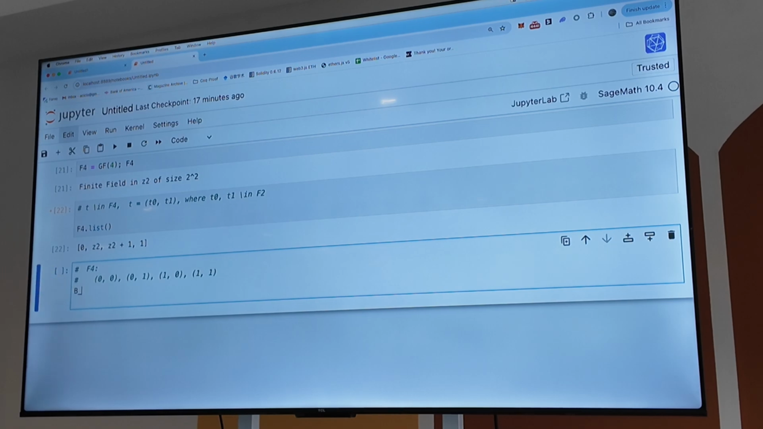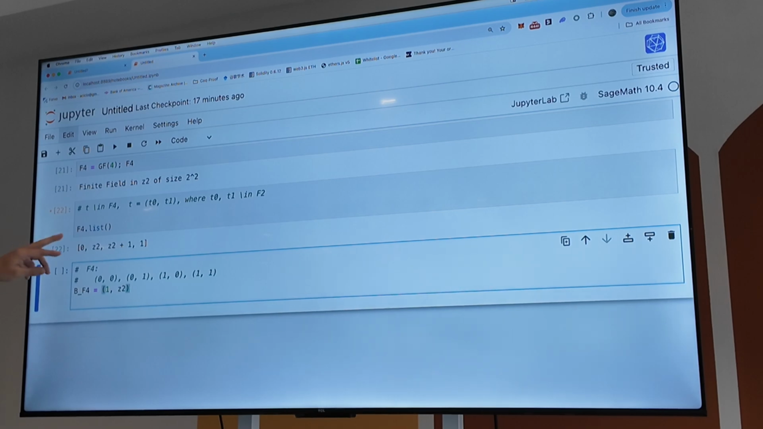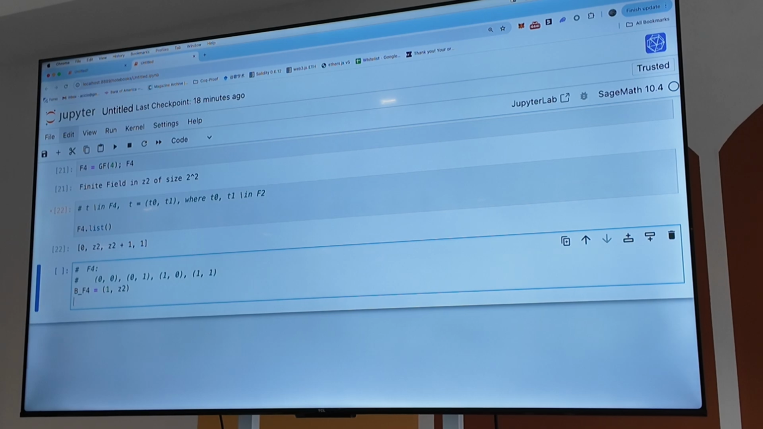Actually, we have such an F4 basis equal to 1, Z2. Each F4 element is a bit representation, and we do an inner product with the basis. Then we get the actual element of F4.